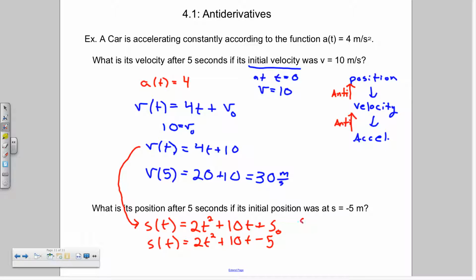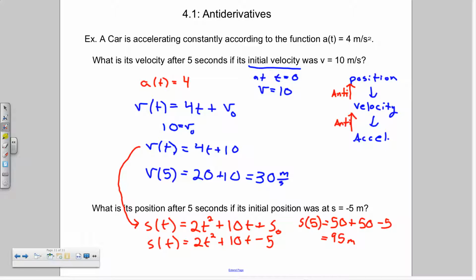So the position after 5 seconds would be s of 5 equals, plugging in 5, 2 times 25, which is 50, plus 10 times 5, which is 50, minus 5. So the position after 5 seconds would be 95 meters.